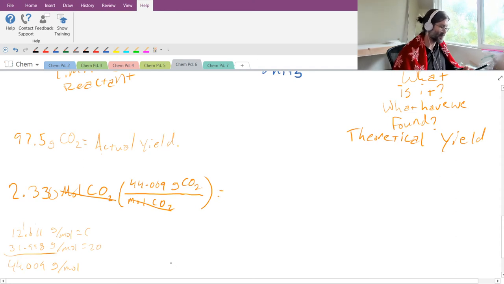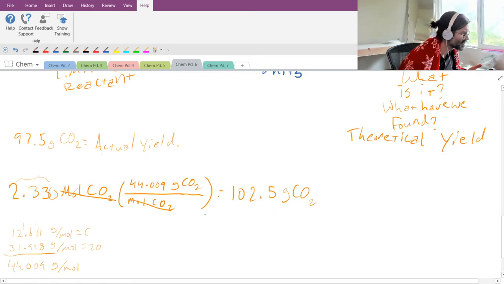And this gives us 2.330 times 44.009, which is 102.54 grams of CO2. We have 4 significant figures here. We'll get rid of that one because it's less than 5, so we'll just get rid of it. 102.5 grams CO2. What is that again?